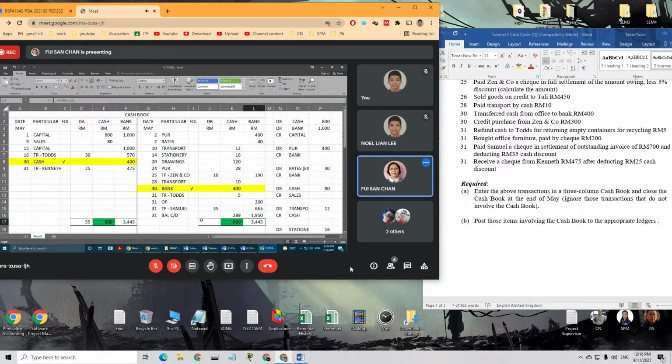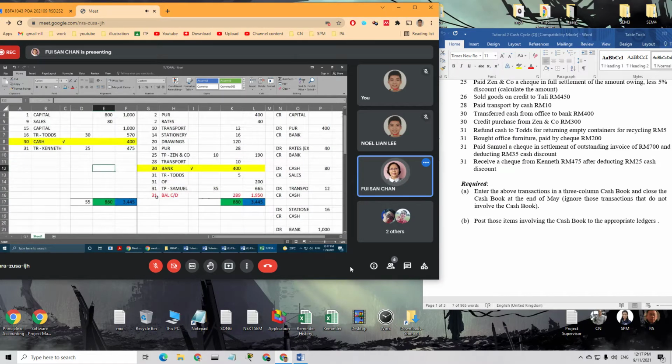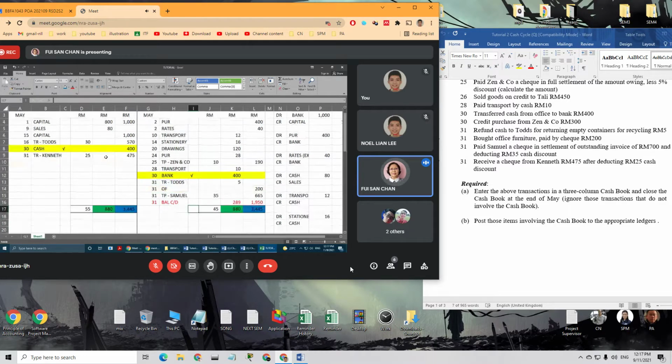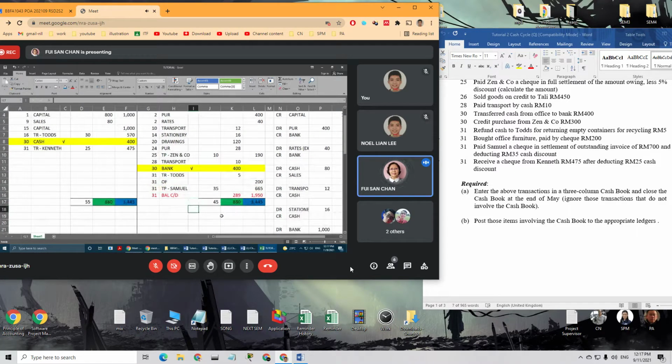Yeah, so this is the answer that you want. You want to find this answer. And you see that the cash on the debit side must equal the cash on the credit side. All right, so that's how you get your balance. So if people ask you, in the month of May, how much is left in cash? Oh, 289. How about in your bank account? How much left? Oh, 1,950. Understand? Okay, and for the discount, you're going to transfer to the discount account.